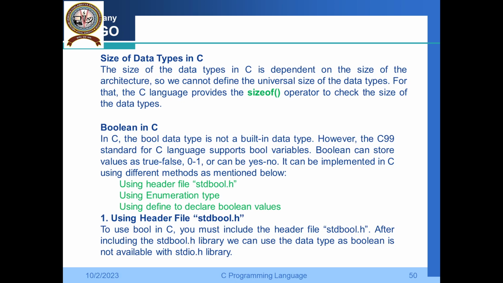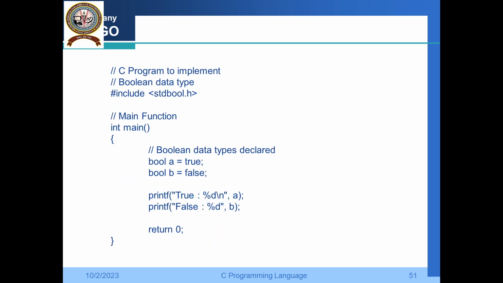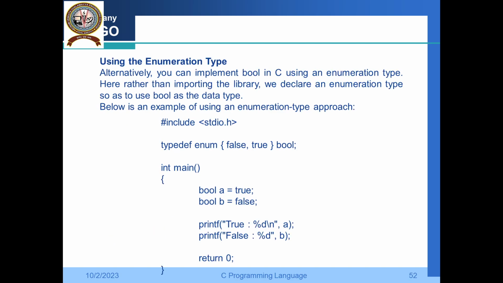So first of all, we will go for using the standard boolean header. To use all these things, we can use this header file. It is not available in stdio.h, so you have to go for stdbool.h. So you see one implementation here, boolean data type: include stdbool.h, int main, bool a equal to 2, bool b is false, print true a and print like that. You can do it and run this program also.